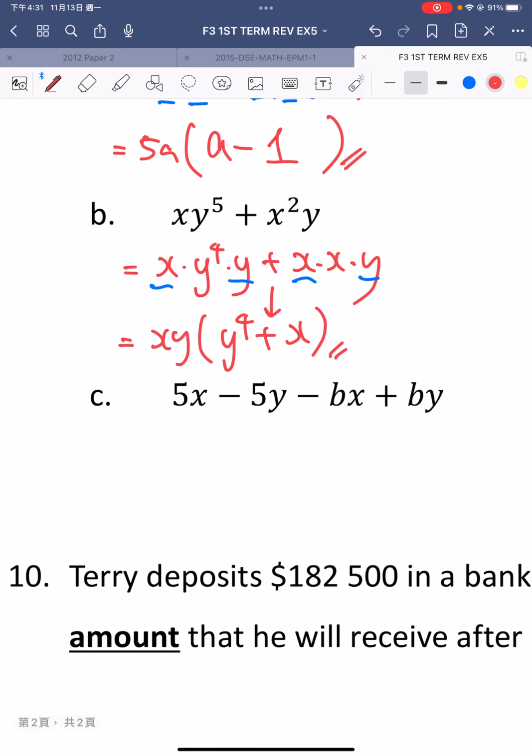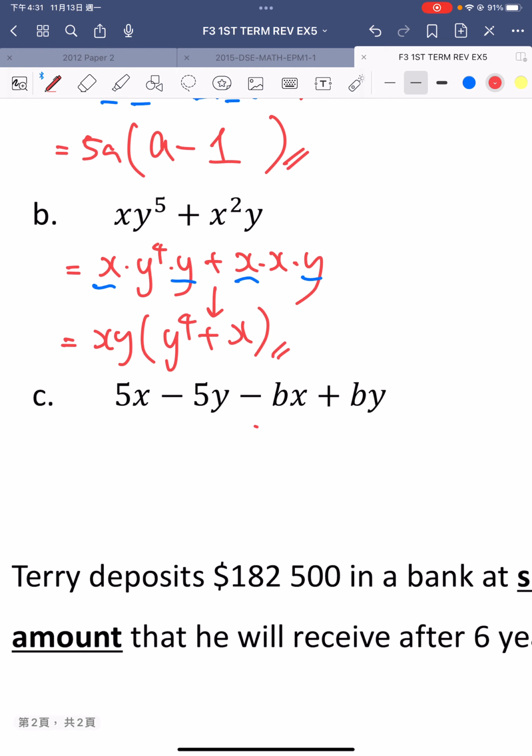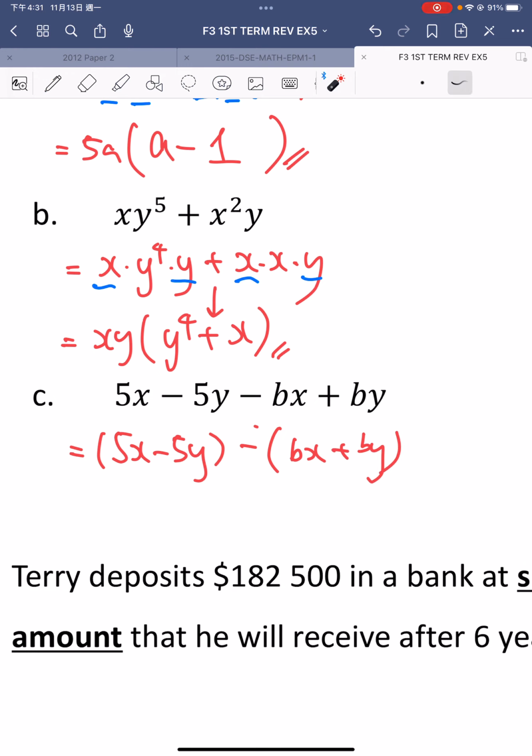For this question, there's nothing in common in all 4 terms, but we can group these 2 terms together and these 2 terms together. So we can try to write the bracket of 5x minus 5y, minus the bracket of bx plus by. Is this correct? It's actually wrong. Please remember, when you add the bracket after the negative, we need to change the middle sign. So we need to change this one to negative by.